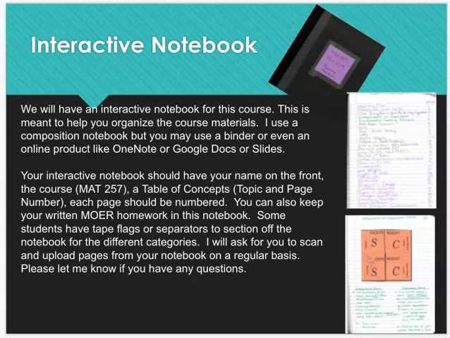So if you're using a paper version, you'll want to get a composition notebook. You could use a binder, but in the K-12 environment, most of the time you use a composition notebook because they stay together and they're easy to keep from course to course. So make sure you put your name on the front, and you're going to have a table of concepts, not a table of contents, a table of concepts. So that's where you're going to put a topic and then a page number. And each page is going to be numbered. You could keep your other homework in this as well, but you don't have to.